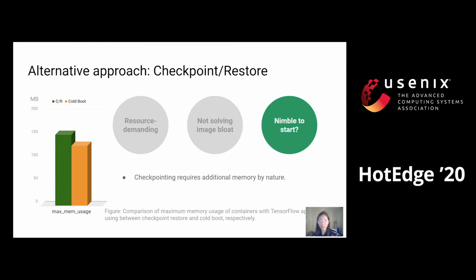rely on container checkpoint restore techniques. However, checkpoint restore exacerbates resource pressure. It increases memory pressure by nature. It needs additional memory or disk space to create and store the checkpoint. The figure on the left-hand side shows that the image restored from a checkpoint consumes more memory than the cold boot case, and also it cannot solve the image bloat.